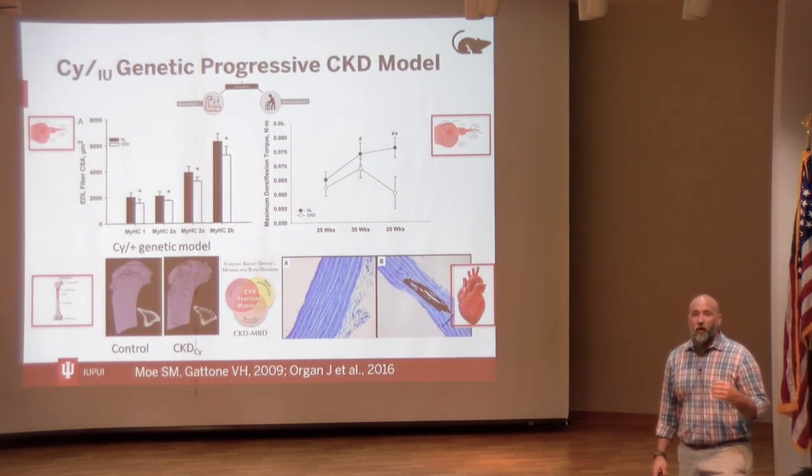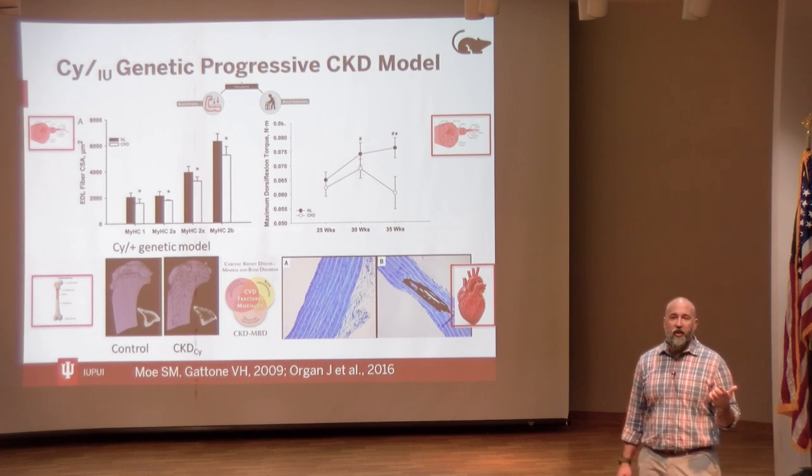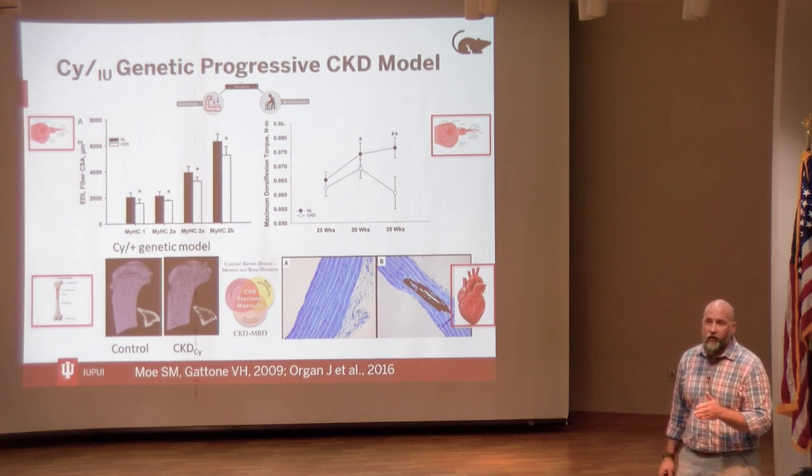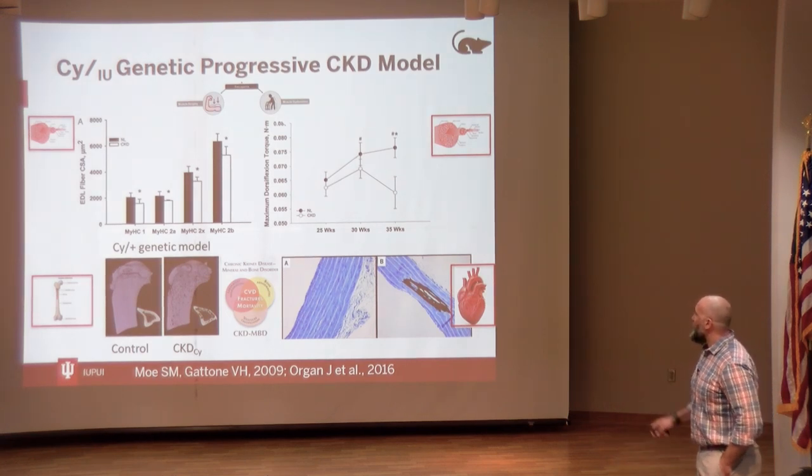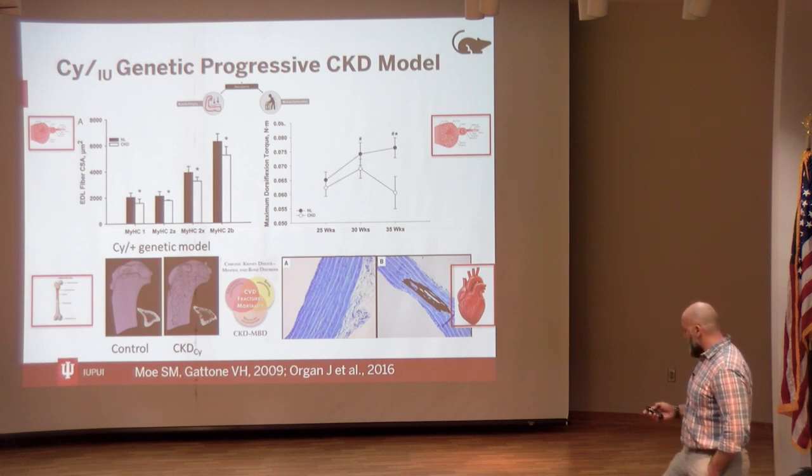All right, so we know we have CKD-MBD. We may have sarcopenia. And so we want to make sure that we have an animal model that reflects that. The CY model that I use does a very nice job.